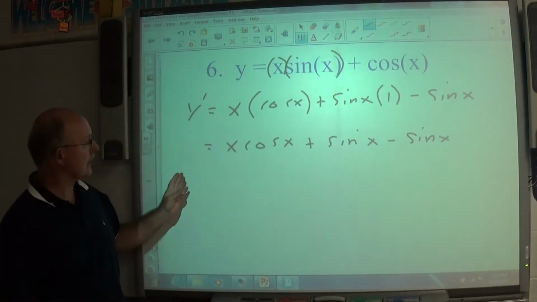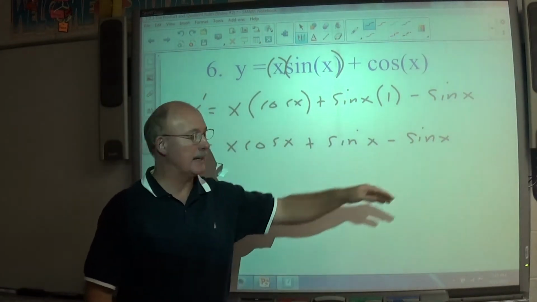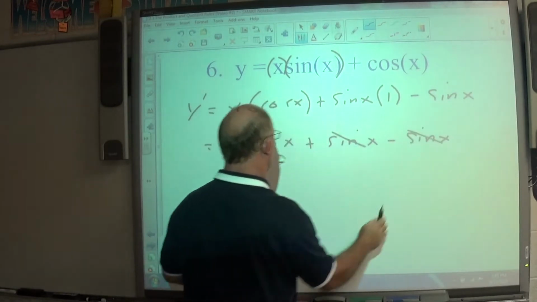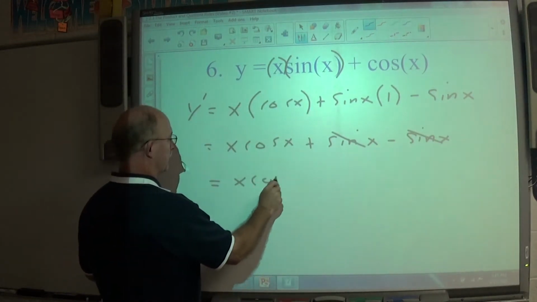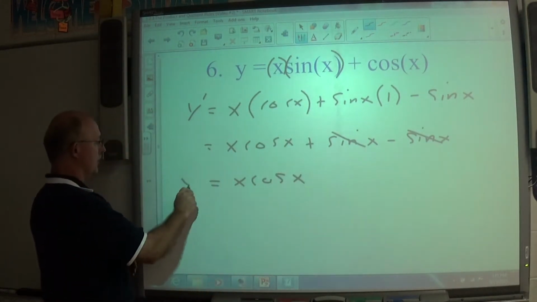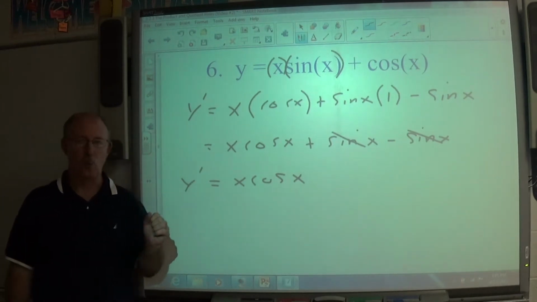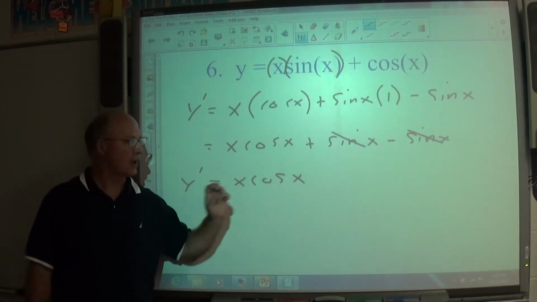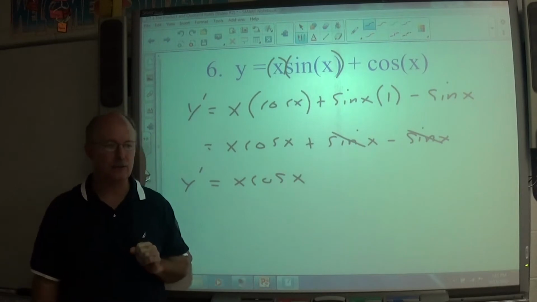Now, immediately I recognize we got sine x and minus sine x. These two add up to 0. All right, this will just give us x cosine x for our derivative. So the derivative, y prime, is equal to x cosine x. The two sines, sine x, canceled out.